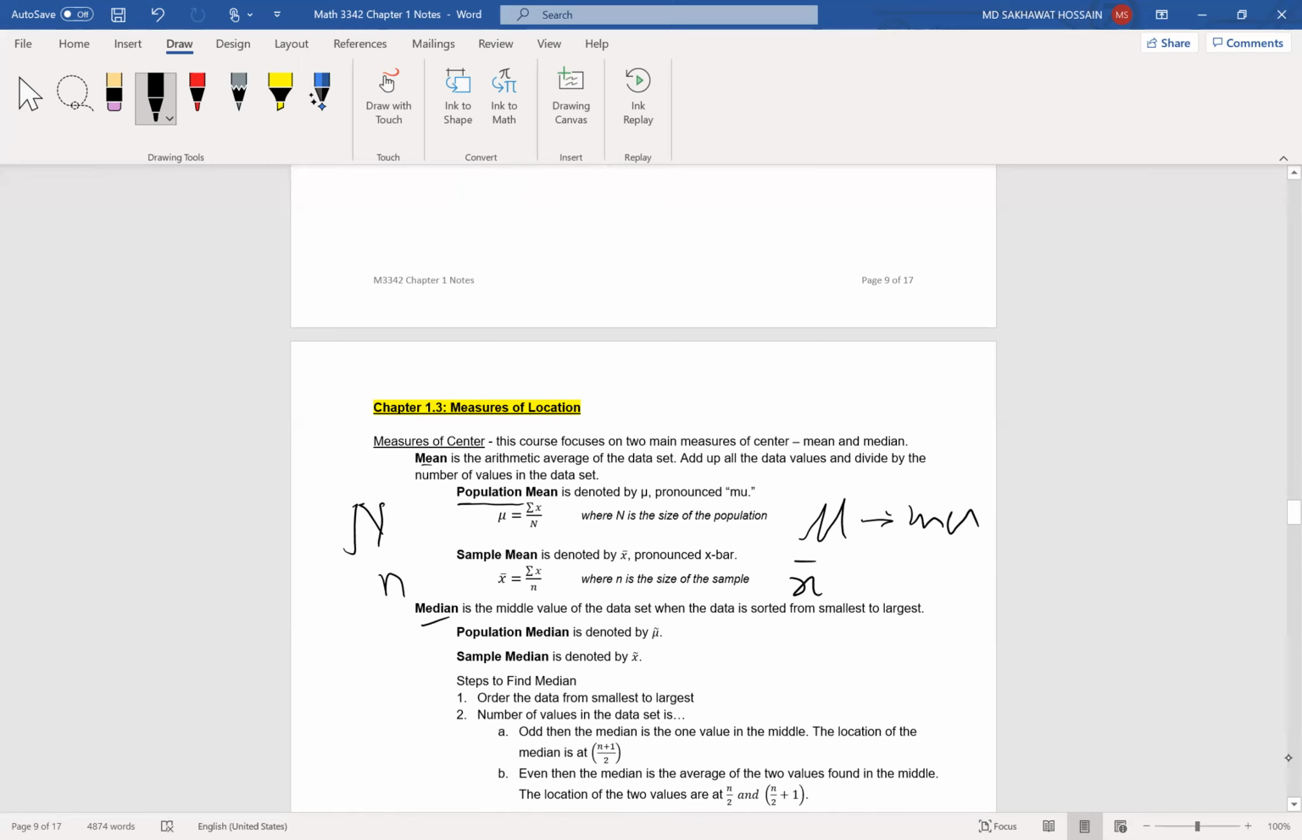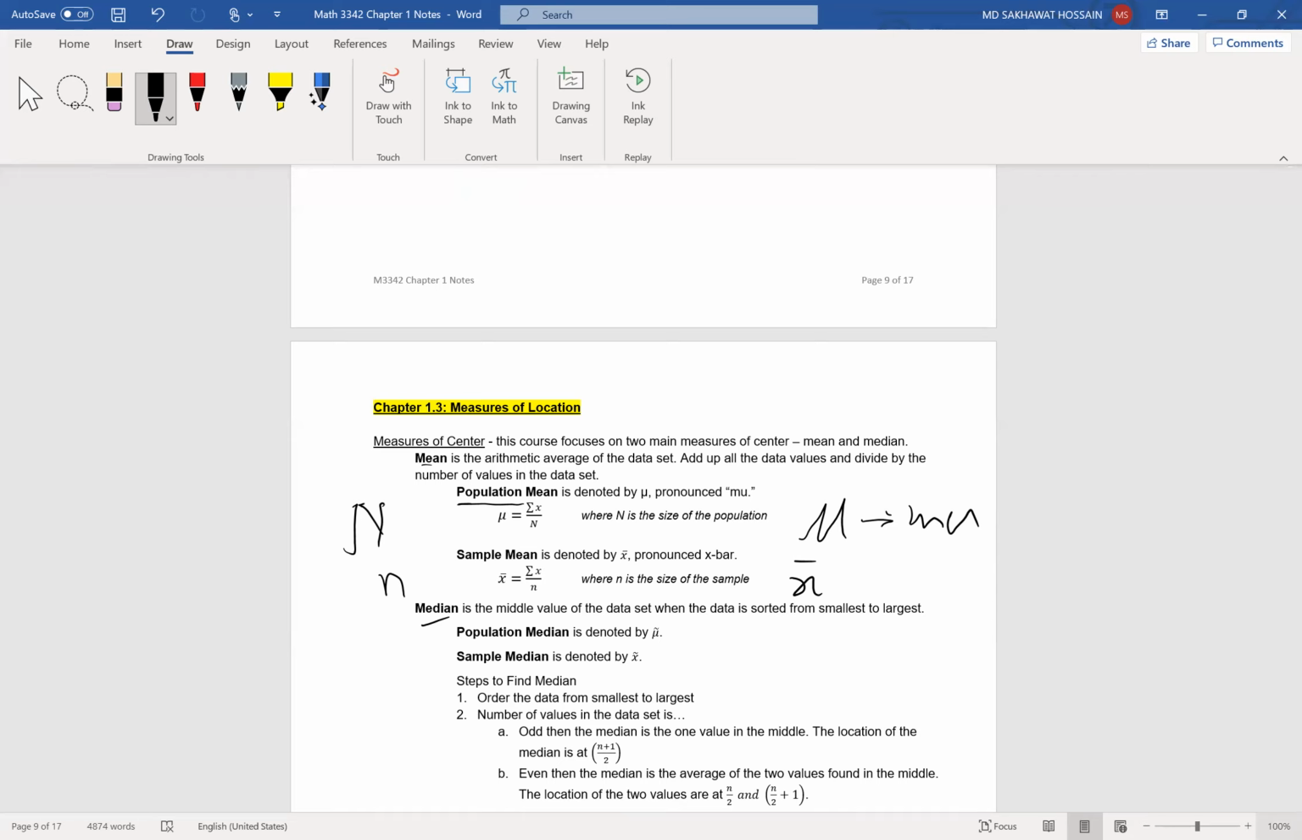So what is the mean? Mean is actually the average, the arithmetic average of the data. That means if you add all the numbers and divide by the number of observations, then it is called the mean. If you calculate the mean for the population, then it is the population mean.